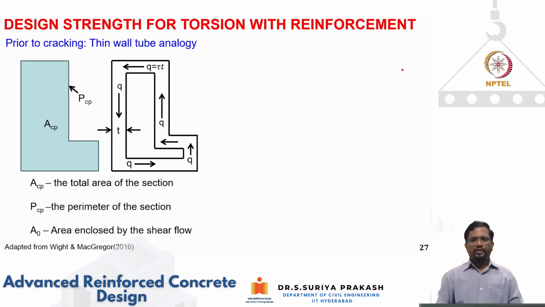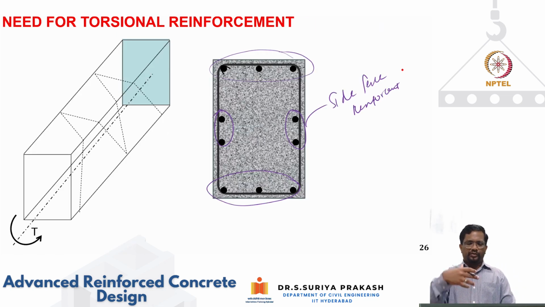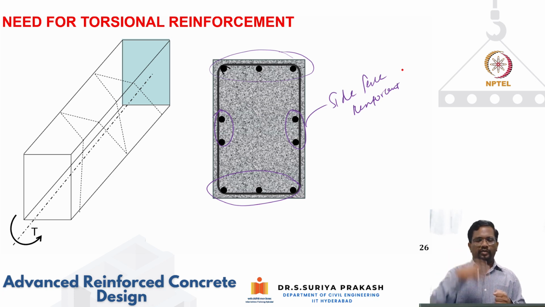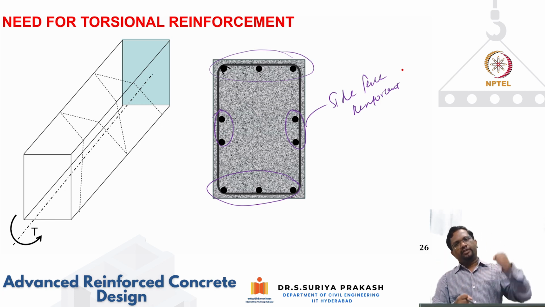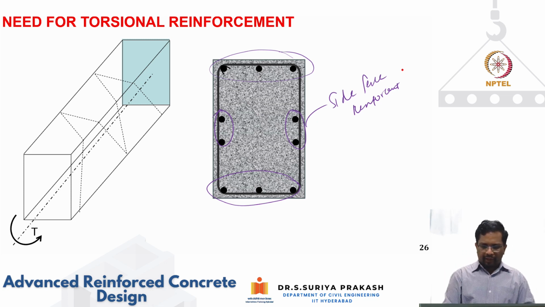This is how we put them in, because shear flow will have two components. One is the horizontal component, and one is the vertical component. That is the reason shear is going to induce tension both in the longitudinal direction as well as in the transverse direction. So I need to put both the longitudinal bar as well as stirrups to account for this crack.